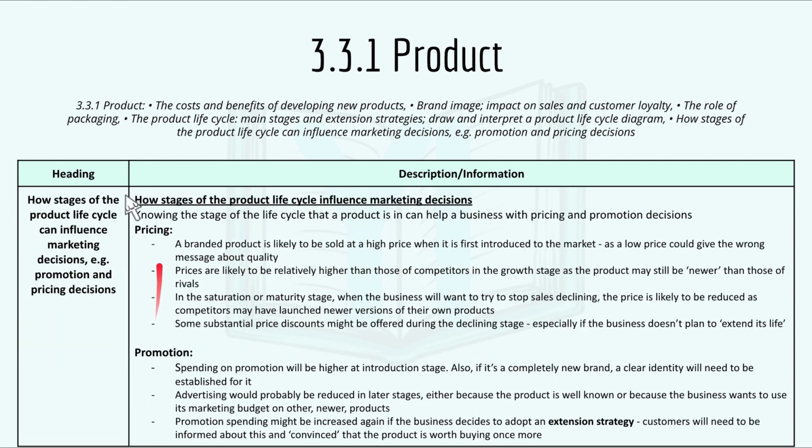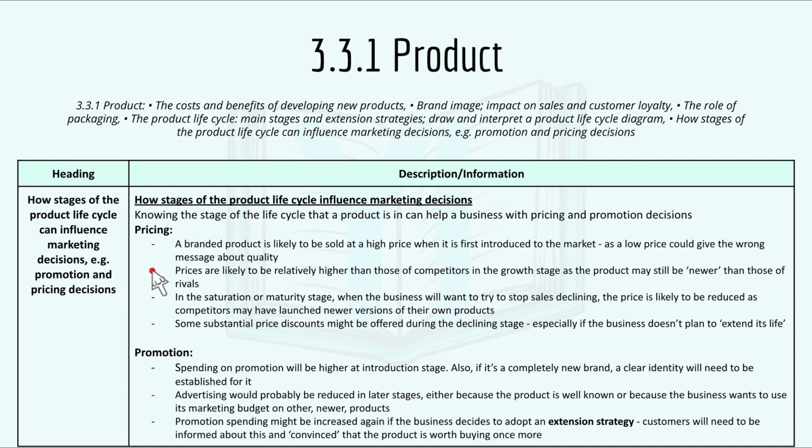Then we look into how stages of the product lifecycle can influence marketing decisions, like promotion and pricing decisions. So how do stages of the product lifecycle influence marketing decisions? Knowing the stage of the lifecycle that a product is in can help a business with pricing and promotional decisions. Number 1, for pricing.